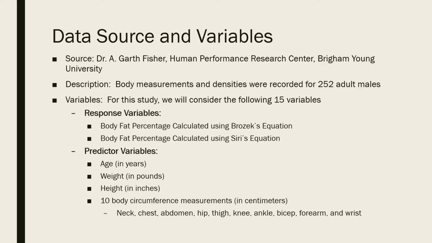And then using our predictor variables, we have age, which is in years, weight, which is in pounds, height, and then we have 10 body circumference measurements for various parts of the body. And we would like to see if we can use those predictor variables to predict the body fat percentage in a less costly way than full body submersion.